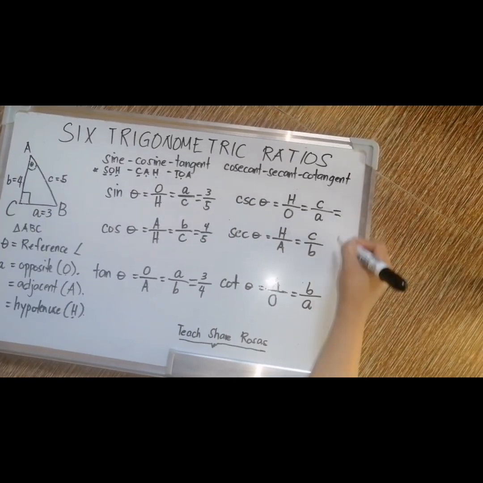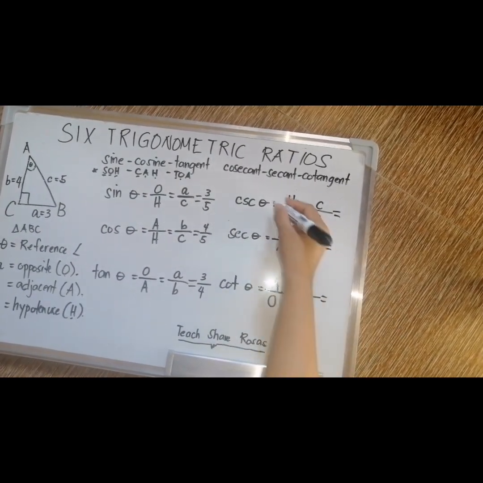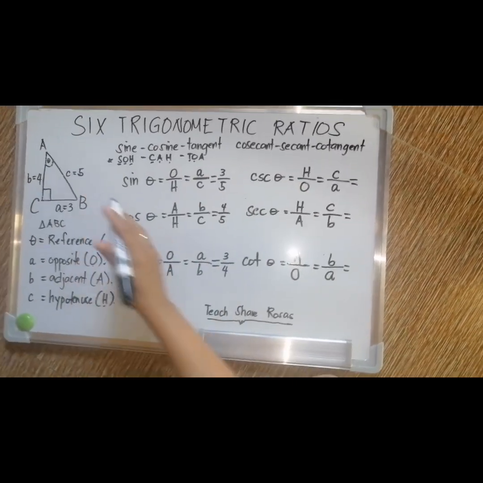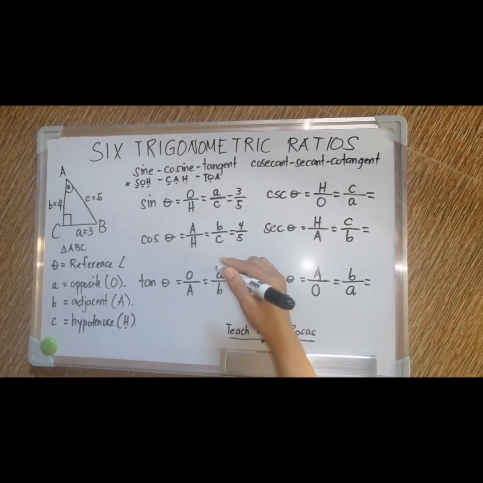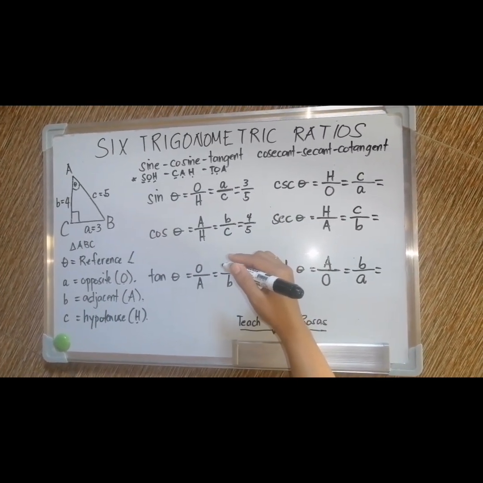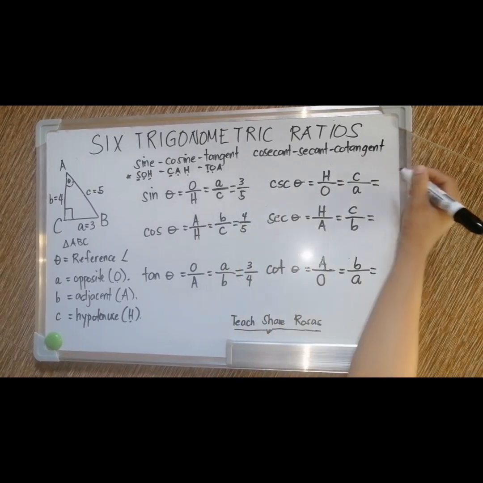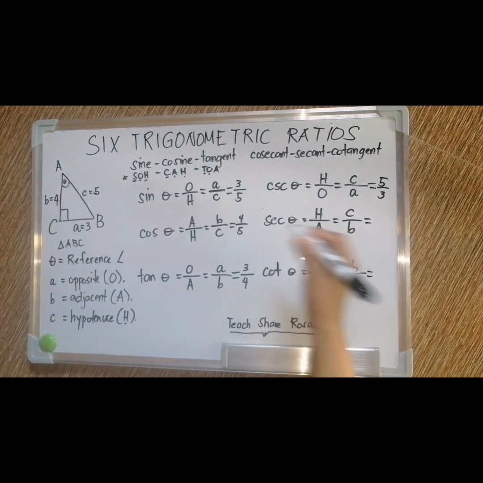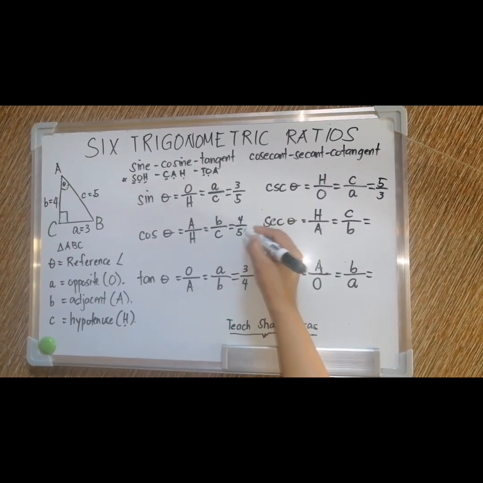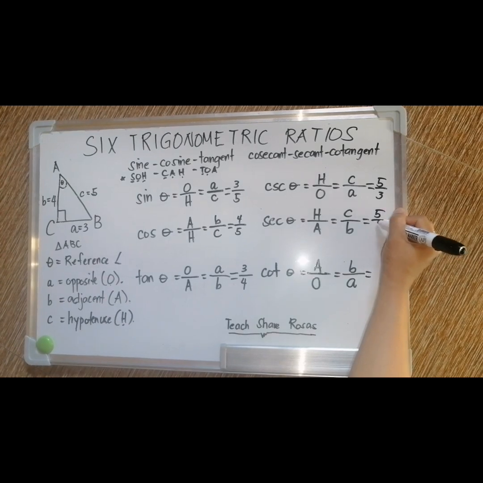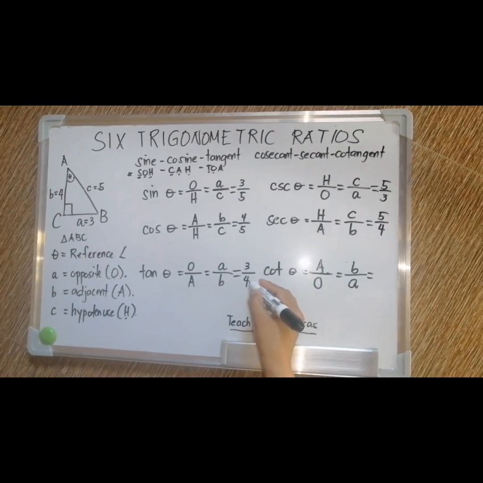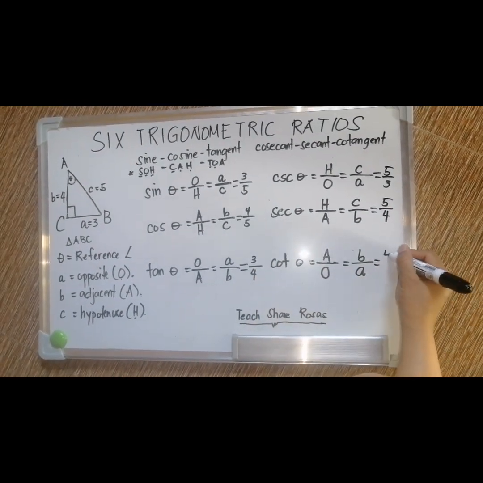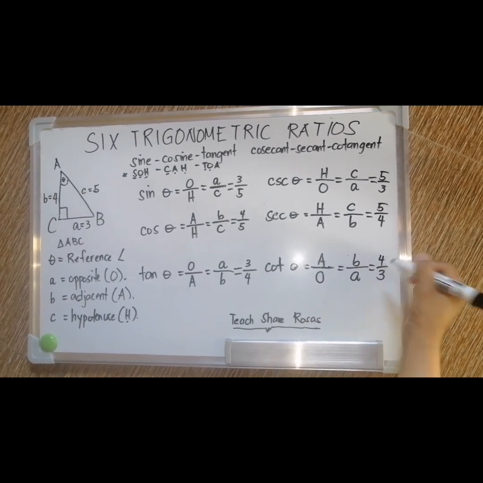And then this time, since these ratios are the reciprocals of the 3 primary ratios, from 3 over 5, gagawin natin 5 over 3. So, ganun lang. From 4 over 5, gagawin natin 5 over 4. And in this one, from 3/4, magiging 4/3.